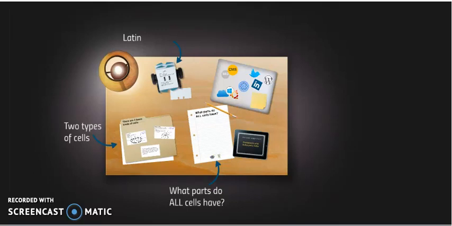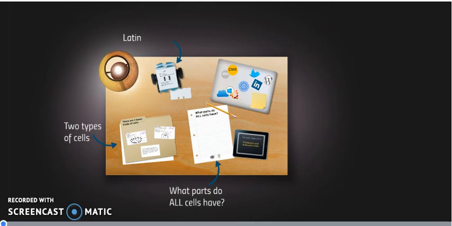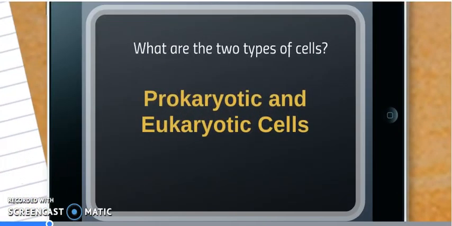Hi class, here we are beginning our cell unit, and we're going to have you open your notebooks and start writing at the top of your notebook papers this first question: what are the two types of cells? There are two types that predominantly define the living organism that is represented with these two cells. They're either prokaryotic or eukaryotic cells. There's not an organism that would have both, so it's either one or the other.